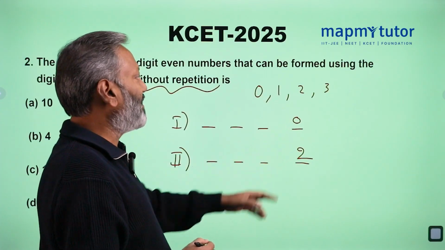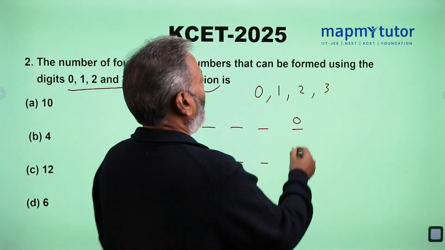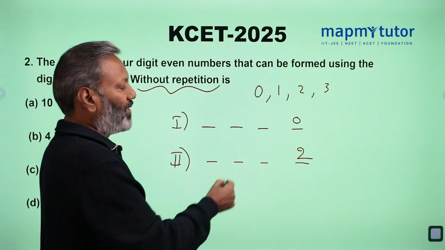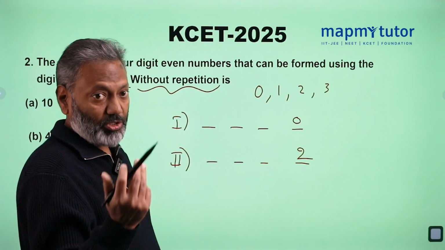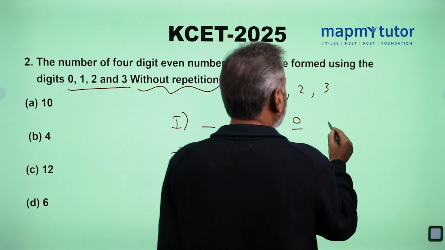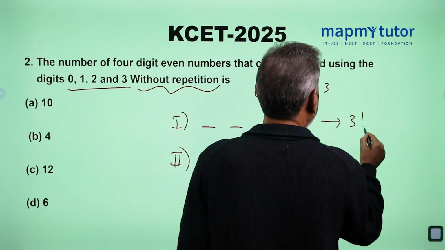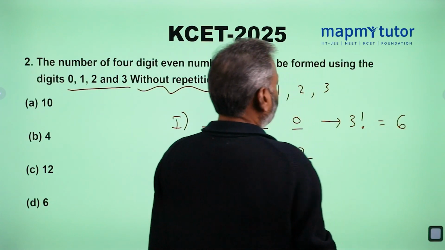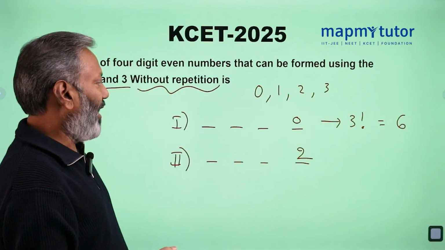Whenever 0 is there, of course, 0 is fixed here. What are the remaining digits? 1, 2, 3. And the remaining places? 3 places to be filled. 3 non-zero digits and 3 places to be filled, so 3 factorial ways, without repetition.